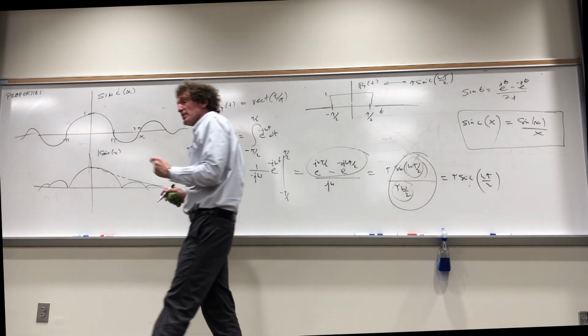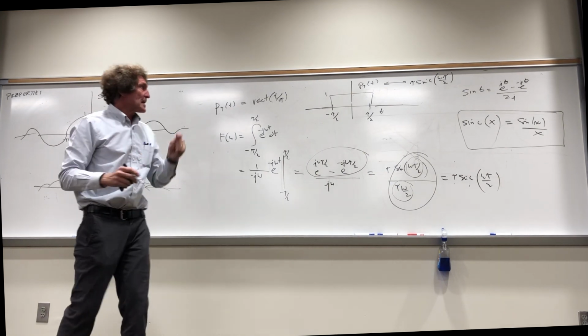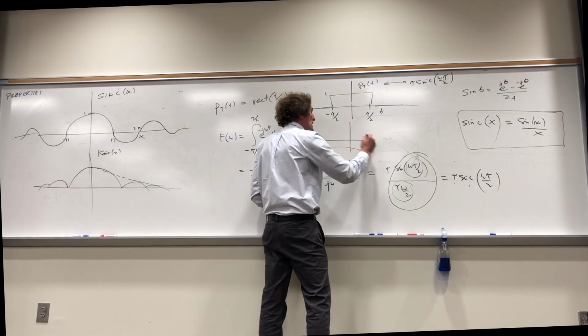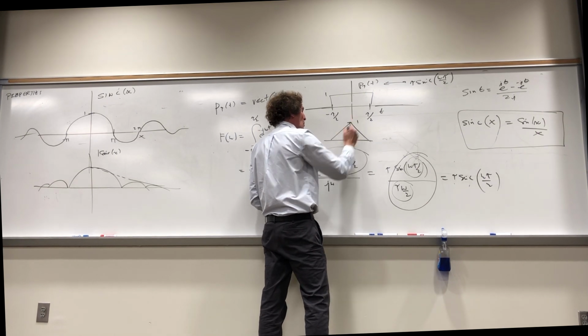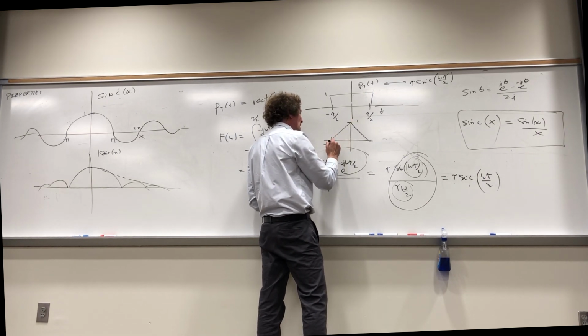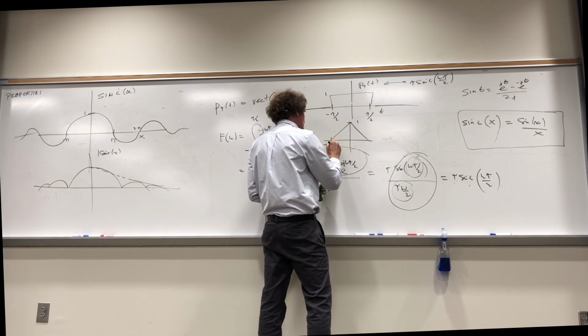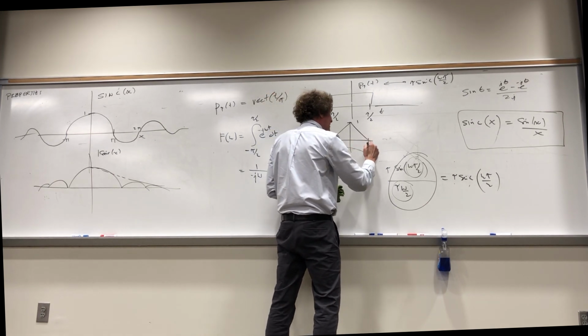I'll tell you what I'm going to do. I'm not going to do it right now. If that's a pulse, the next function where it's interesting we need to do is a triangle function, from minus tau over 2 to tau over 2. And I'm going to do that next time.